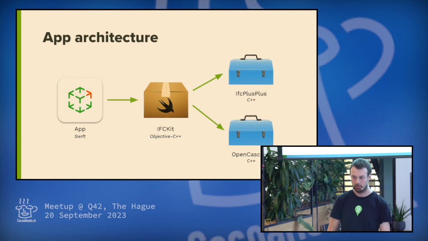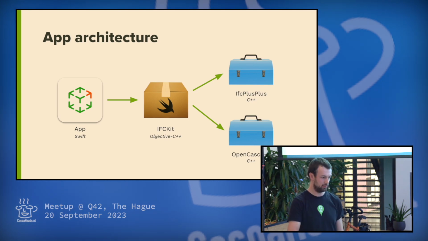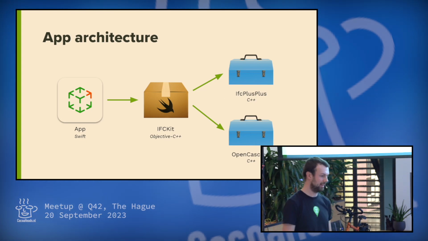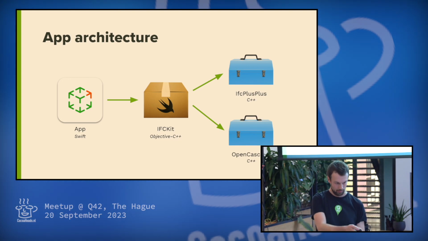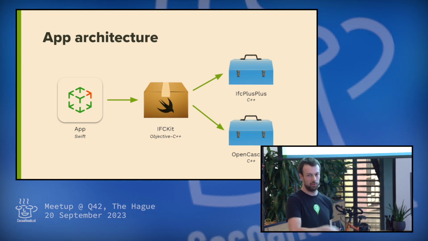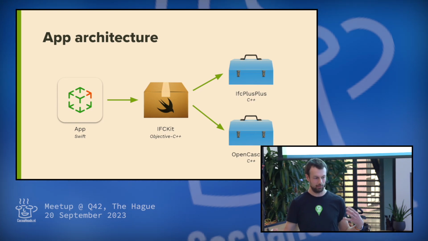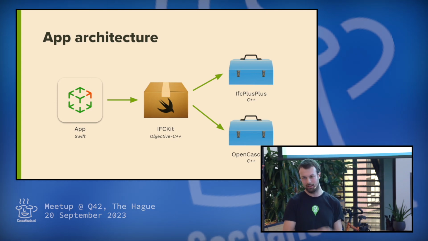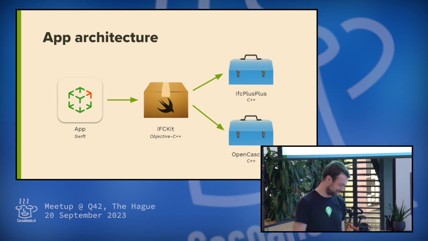And the app architecture I ended up with looked like this. So we have our app, which is written in Swift, and it uses a Swift package that I wrote myself called IFCKit. I dubbed it that. And that needed to interface with the C++ libraries. As you can see, the libraries are written in C++, and my Swift package is written in something called Objective-C++. So that's actually Objective-C that can call into C++ code. This was written last year. Just now at WWDC 23, Apple announced C++ interoperability for Swift. But unfortunately, I didn't have that last year. So hence, I needed to drop down to Objective-C.